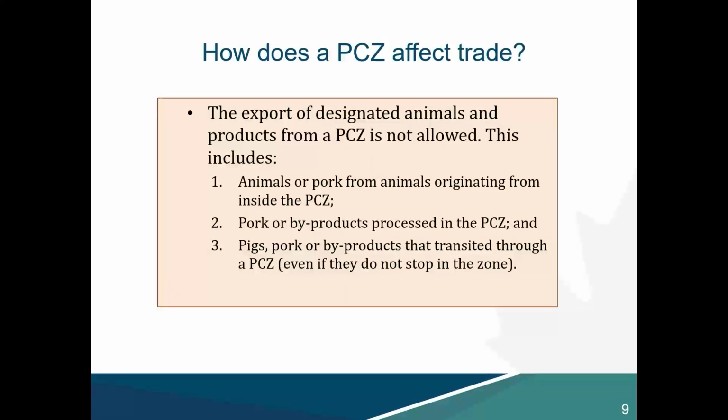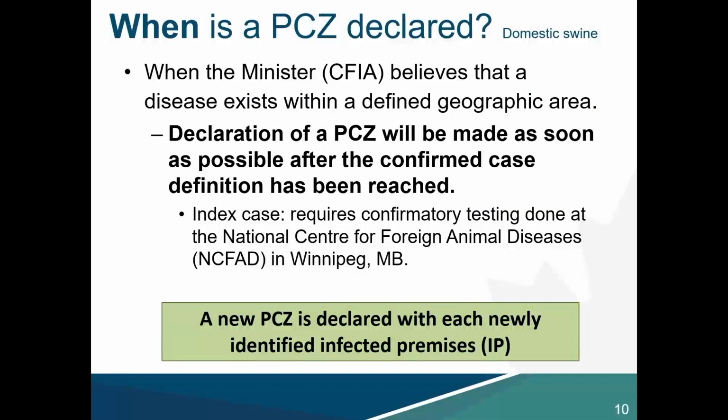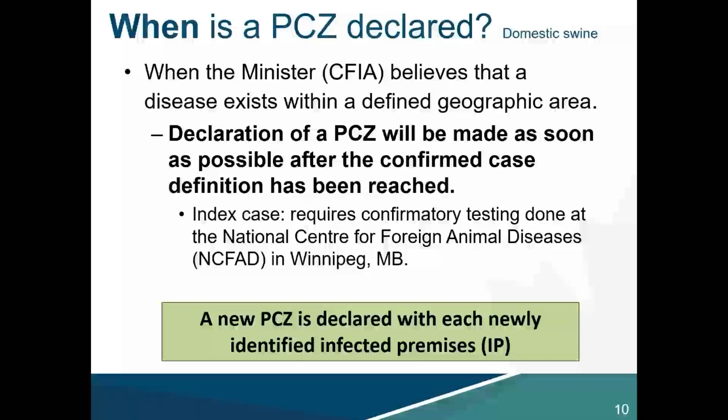Just to give you an example, in the exercise that we did, we had two main highways, and so if you didn't want a limit on the exports, you had to go elsewhere in order to not suffer the consequence linked to the absence of exports because of transiting in a PCZ. And so the PCZ is declared when we have a confirmed case. Each time we have an infected zone, we have a PCZ that will be associated.